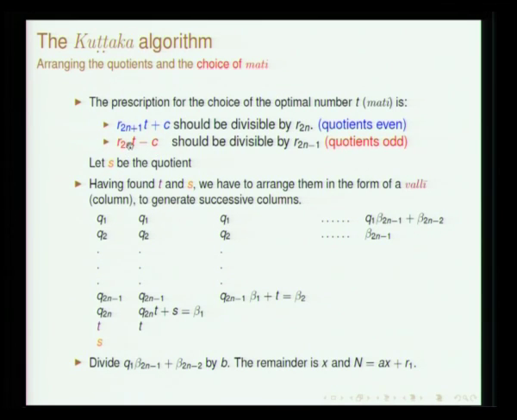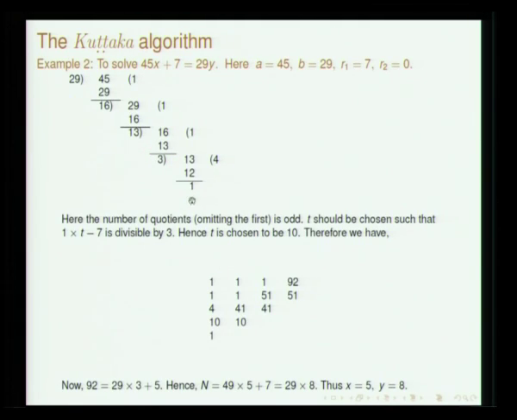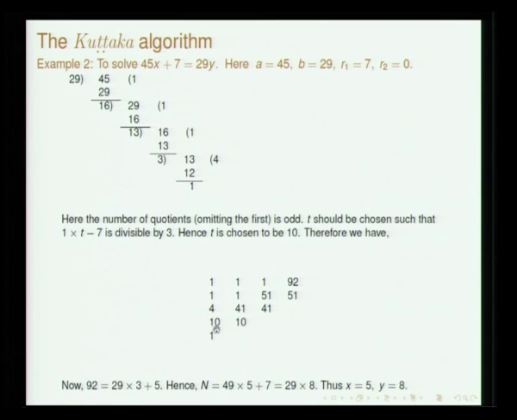Before that, we need to make a guess of T. Now we have arrived at a situation where we can form the Valli. For forming the Valli, I write Q1, Q2 and so on. I have to make a guess of this Mati now. The last remainder is 1. So, 1 times t minus 7 should be divisible by the previous remainder. You can easily guess that 10 will satisfy this. So, t is 10. I just put it as 10.